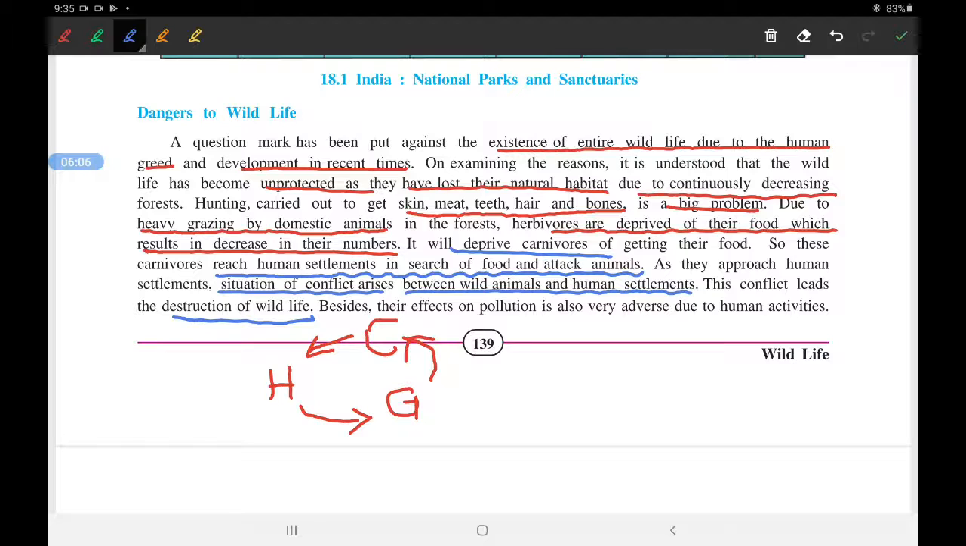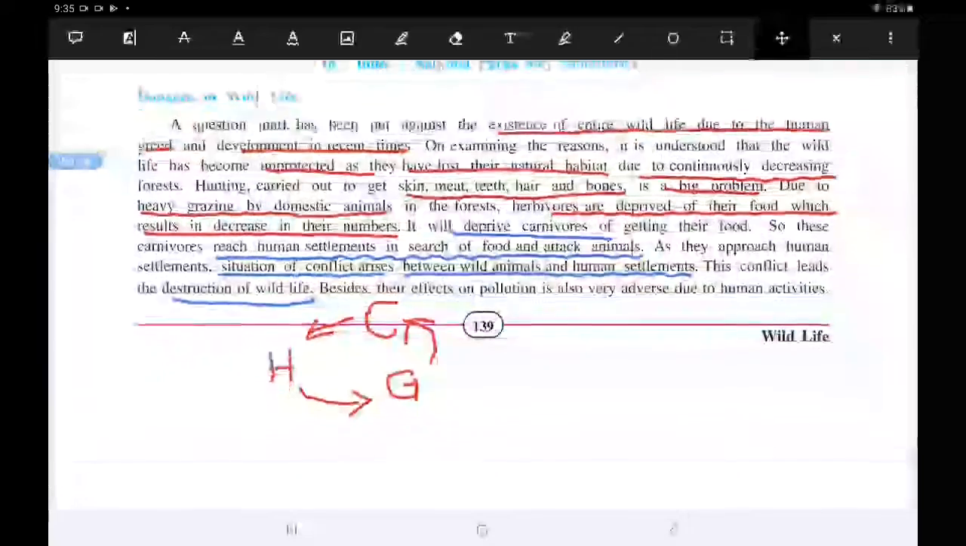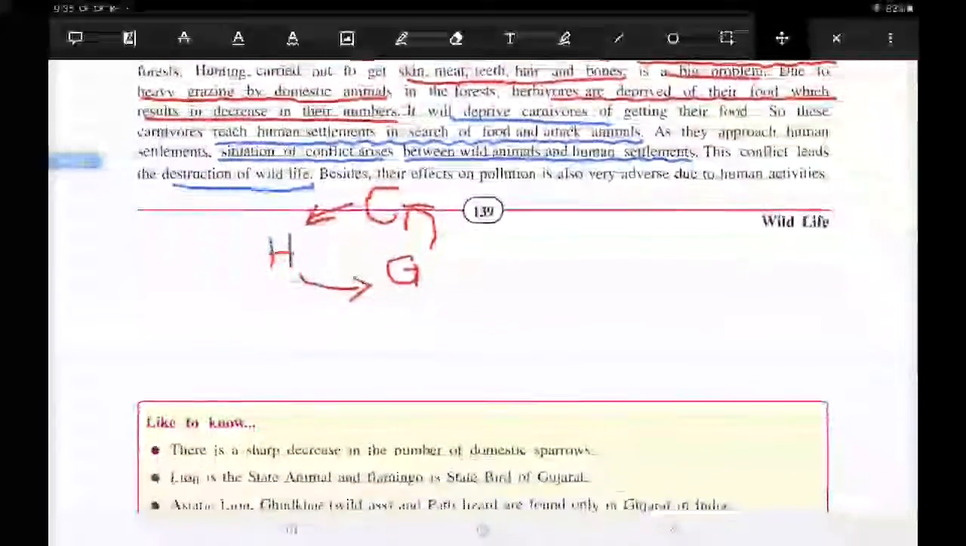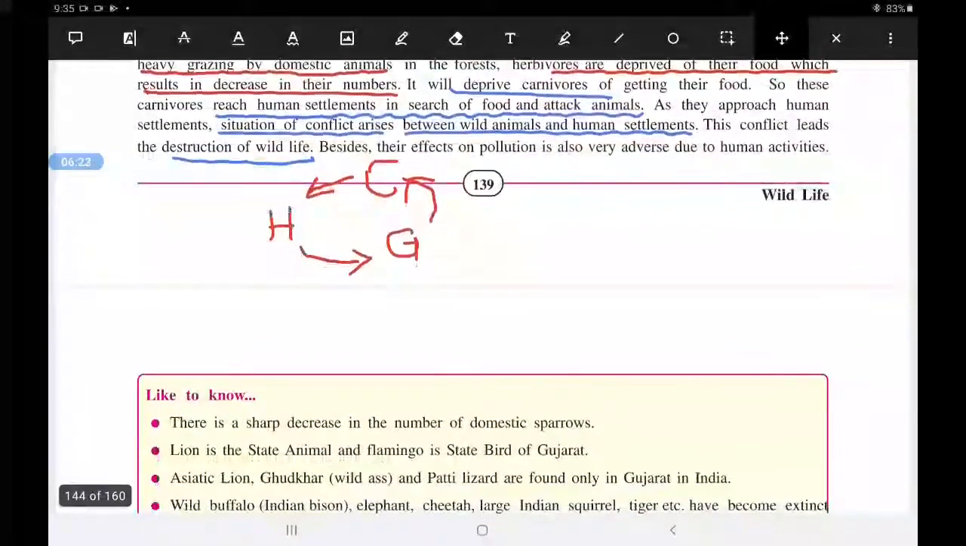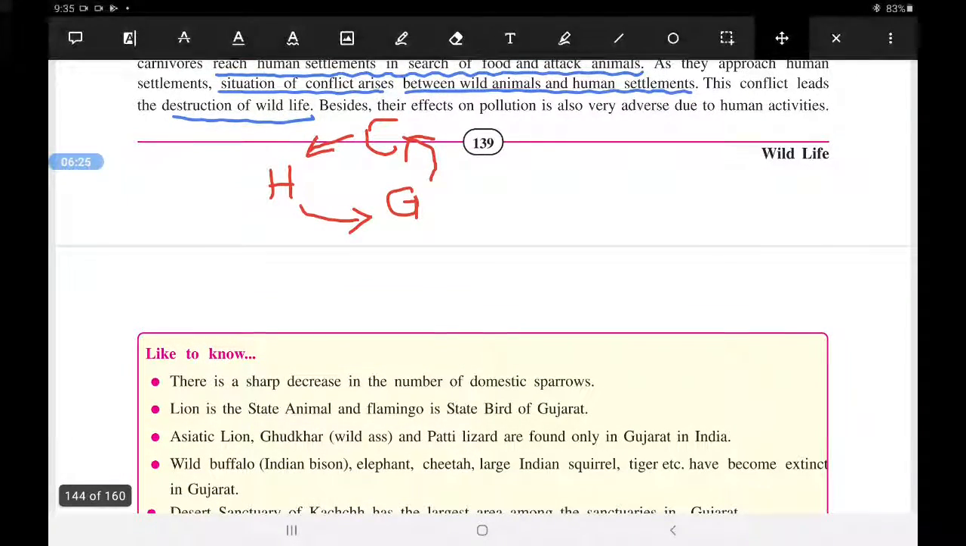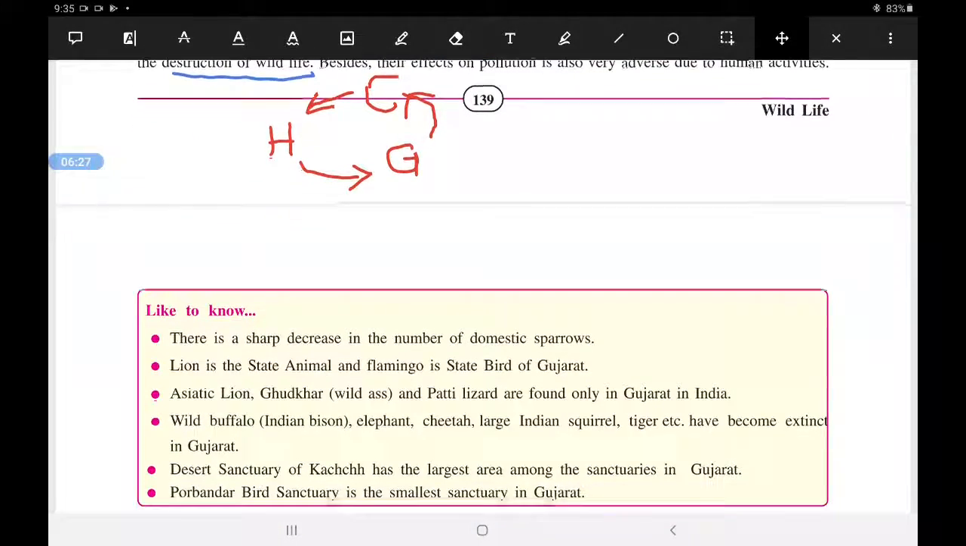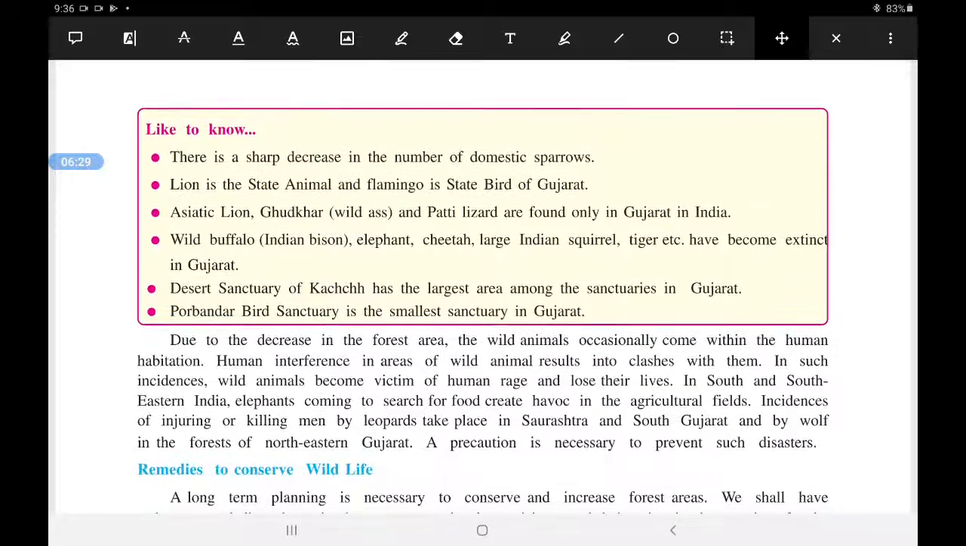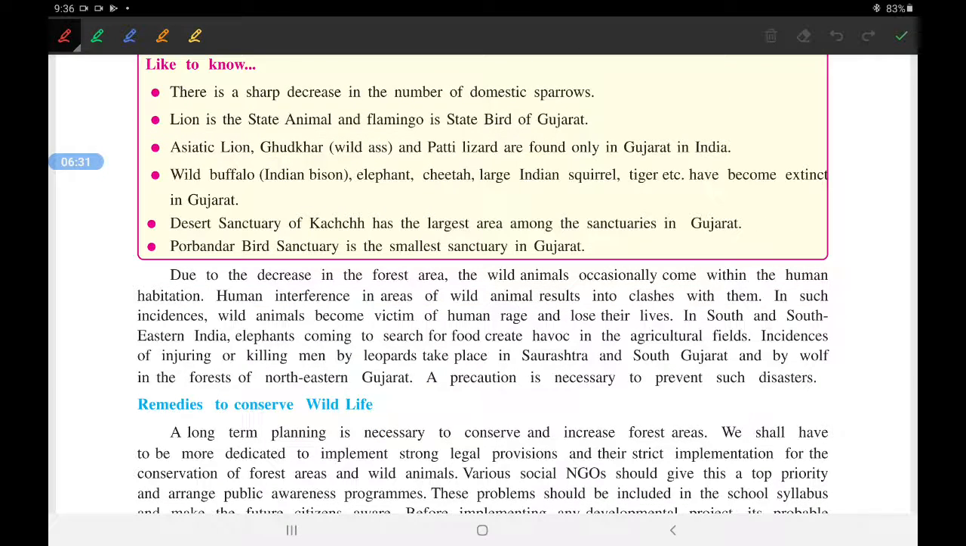So many times it happens that a wild animal is killed because it is felt to be dangerous to human beings. Whenever wild animals come in contact with human beings, they always have a bad time. Besides, their effect on pollution is also very adverse due to human activities. Like, there is a sharp decrease in the number of domestic sparrows. You might not see domestic sparrows now.